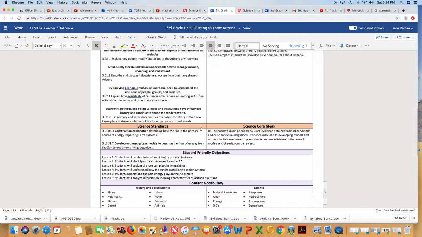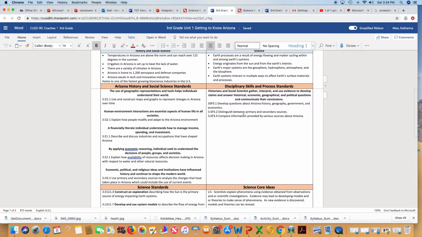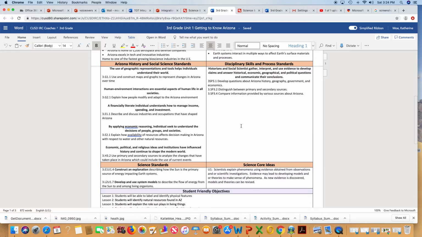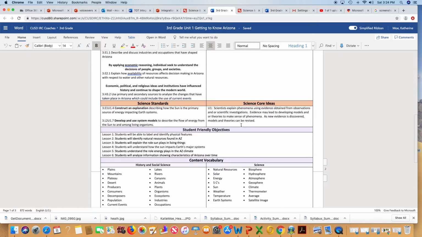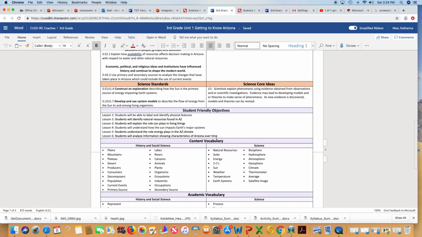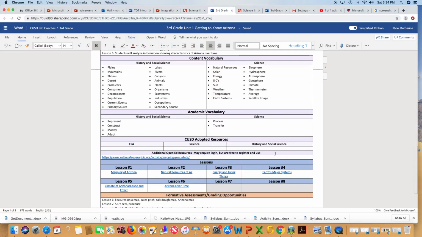So we go through here, we have our core ideas like we talked about before, our disciplinary skills and processes, those are located on the map as well. So different ways that we can inform our instruction. We have objectives listed on here for your use. We have vocabulary pieces, and we'll be adding in our resources that are adopted.